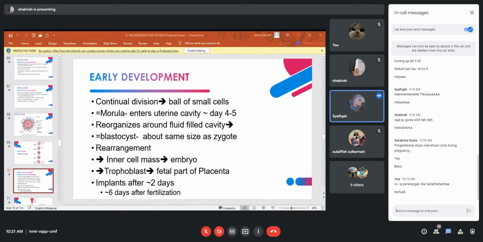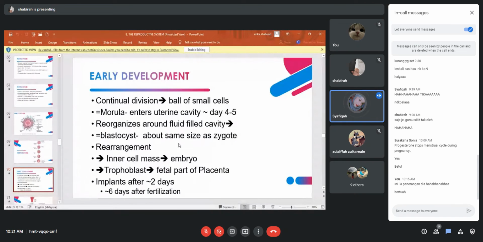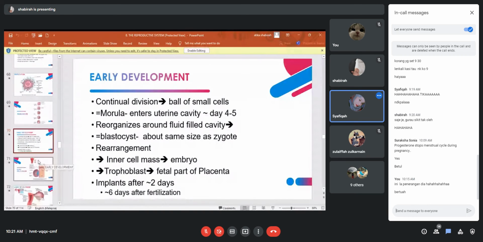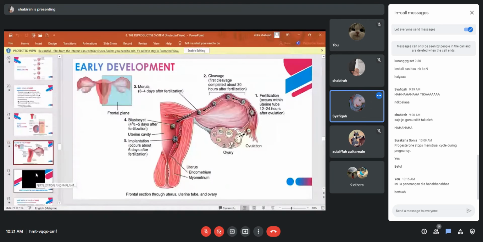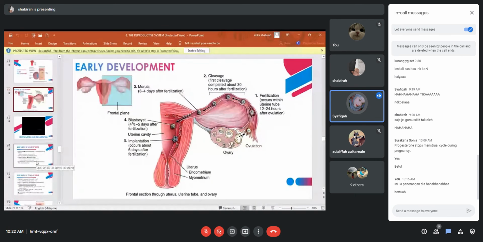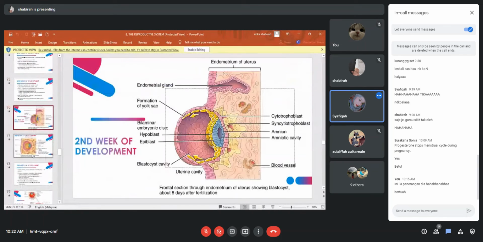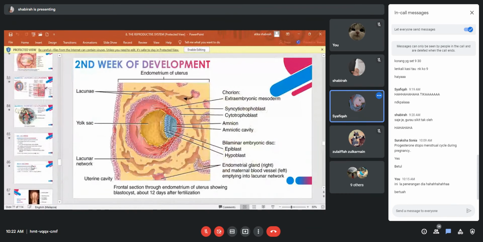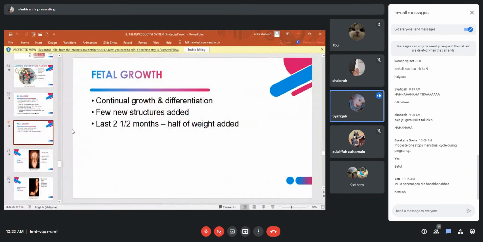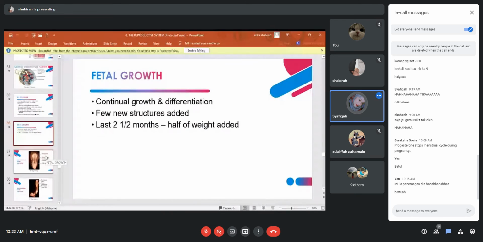Okay, so for early development ni, dia dipanggil sebagai continual division, which is the ball of small cells. Yang ini ni nanti share video juga, sebab maybe akan faham. Sebab saya sendiri pun kurang faham, so sorry. Sama je yang macam placenta tu. And then fetal growth. Fetal growth ni dia pembesaran bayi tu lah. To the fetus.